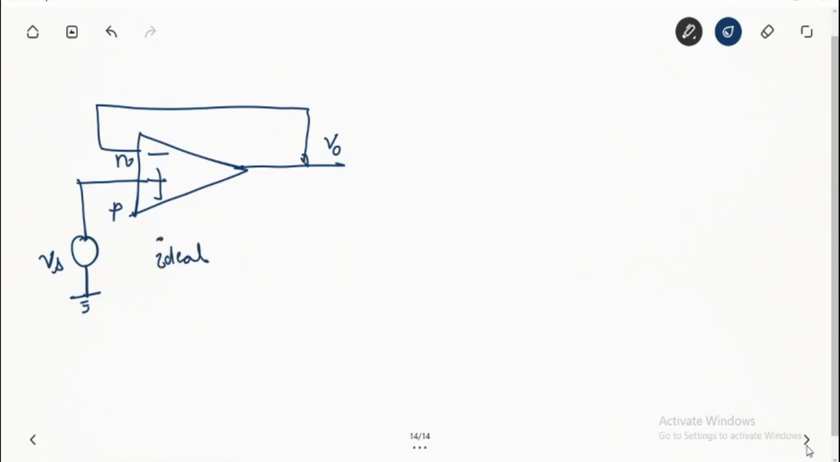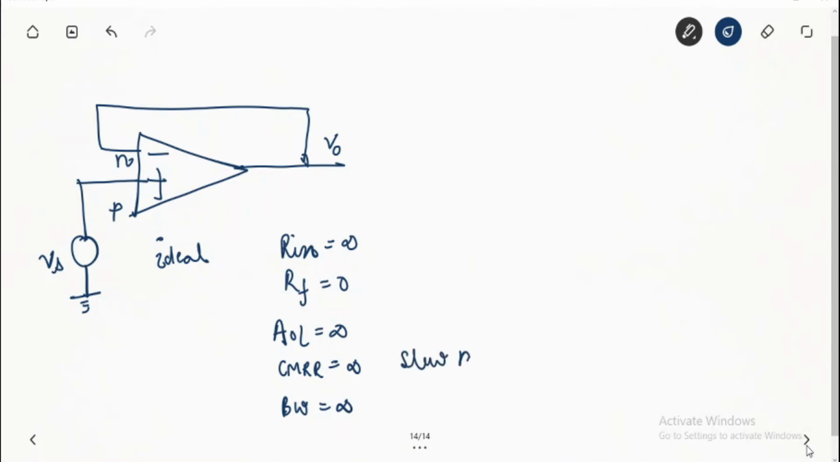What is an ideal case? Consists of a practical, you can say ideal op amp. Here it says the properties are Rn is equal to infinity, Rf is equal to 0, your open loop gain is equal to infinity, your CMR ratio is also equal to infinity, your bandwidth is equal to infinity, that means it allows all the frequency from minus infinity to plus infinity. Its slew rate is also infinity. So these are the properties of an ideal op amp.